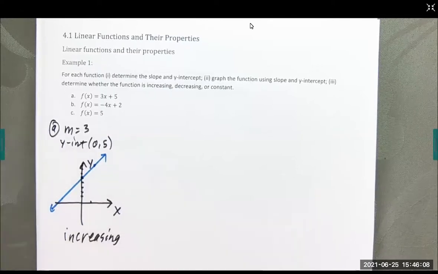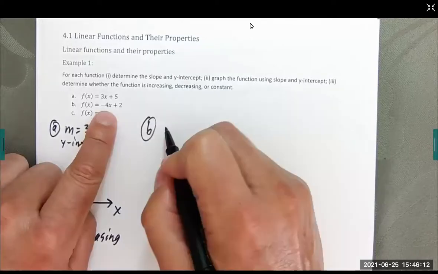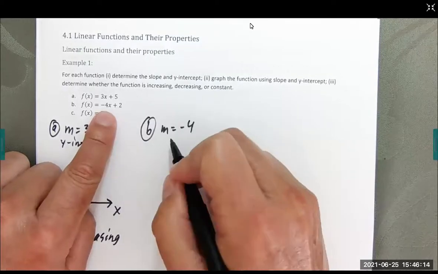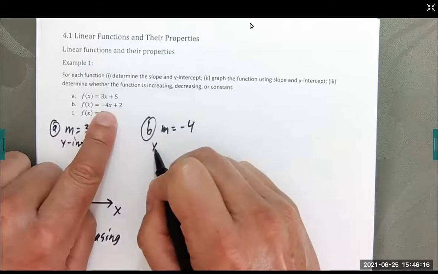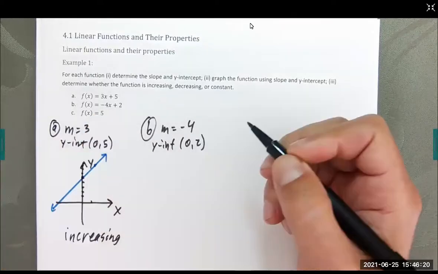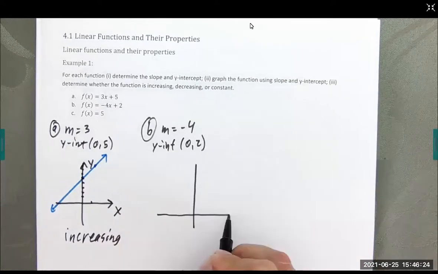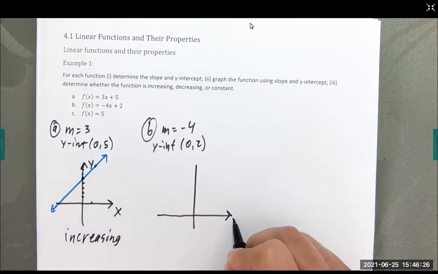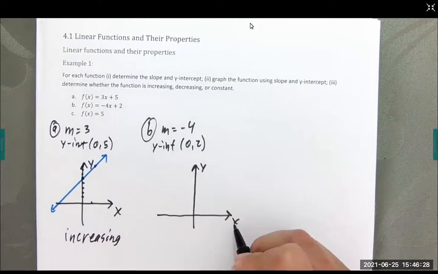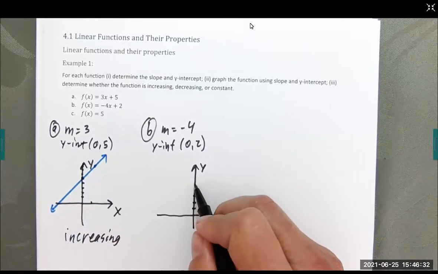Part B. Here, the slope in this case is -4. The y-intercept is the point (0, 2). Let's go here. Now, start 1, 2, 3, 4.